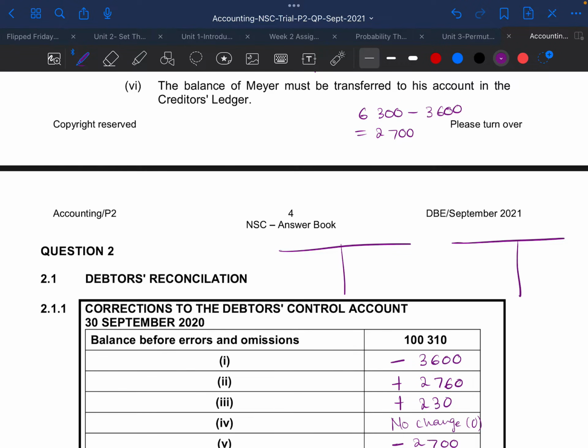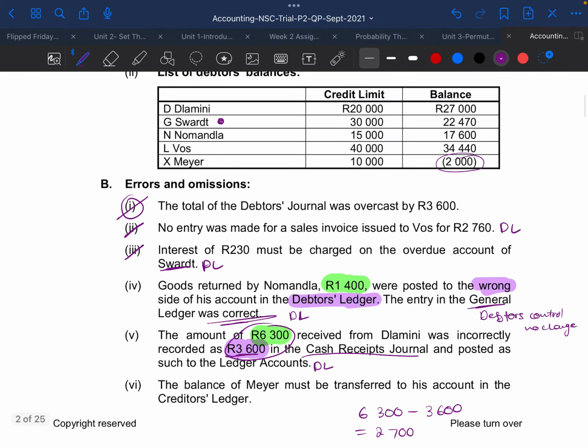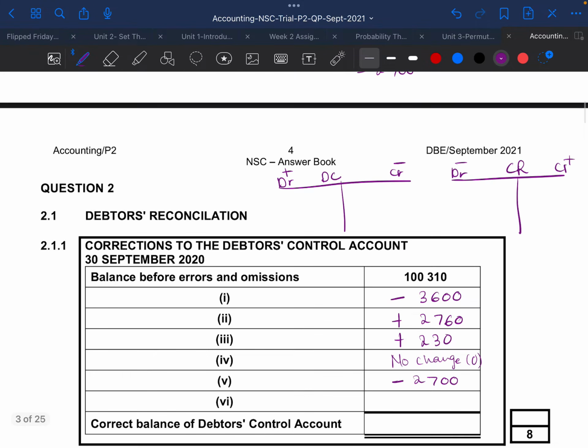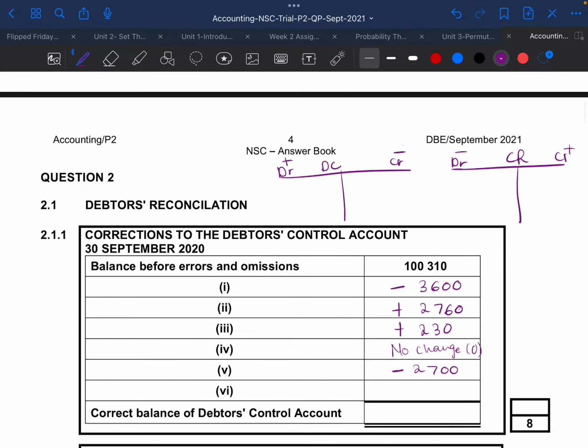So you open the account, you have your debtors control, and here you have creditors control. Increase on the credit side, decrease on the debit side: credit, decrease; debit, increase. So what does he have? He has a negative balance of 2,000.